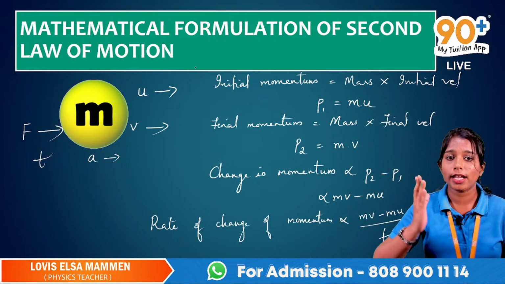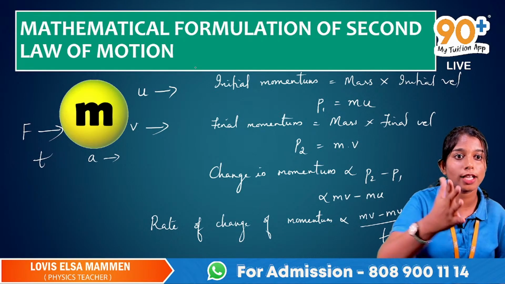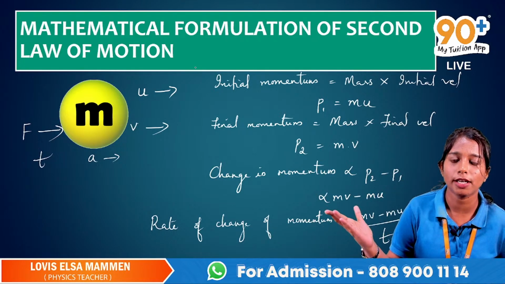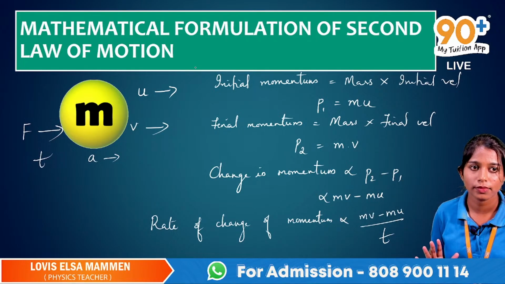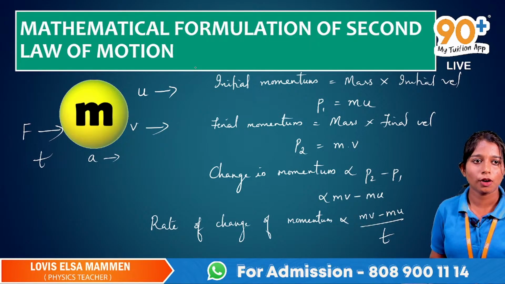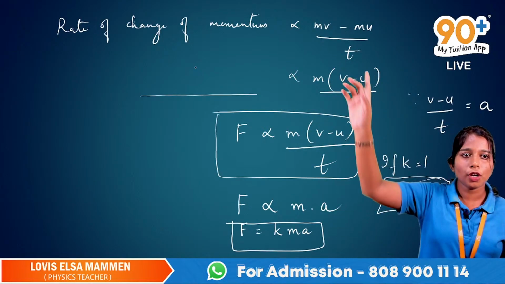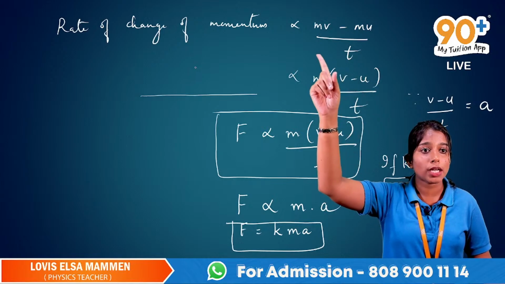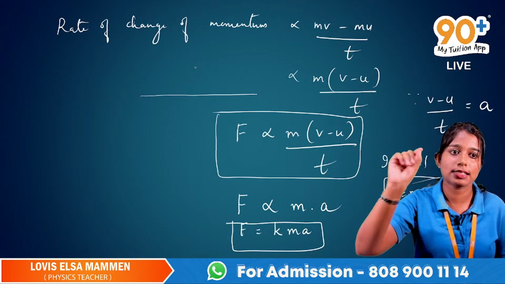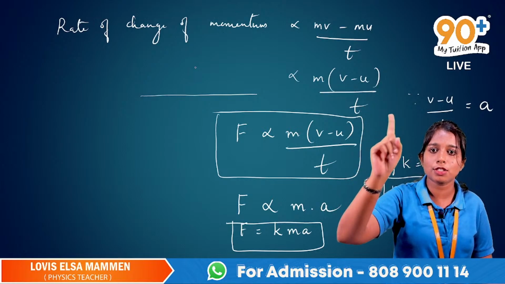Now look at the statement of the second law of motion. What we need is the rate of change of momentum. So what is the rate of change of momentum? We have change in momentum divided by time. Now if you look at this equation, you can see that in the numerator mass is common. Okay, mv minus mu, mass is common. So take mass outside, that is m into (v minus u) by t.